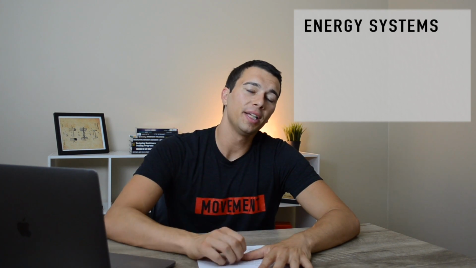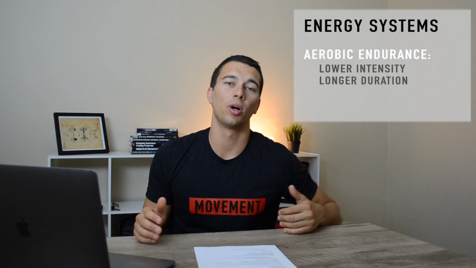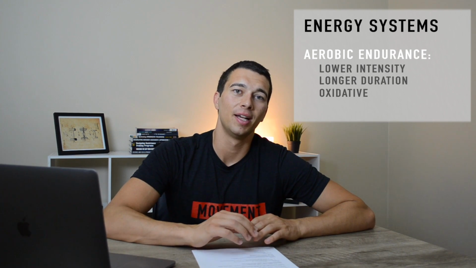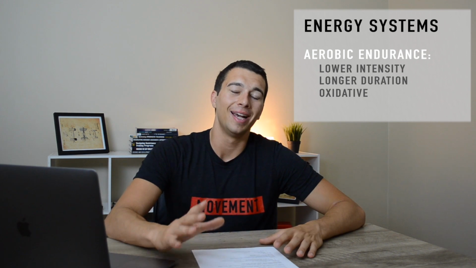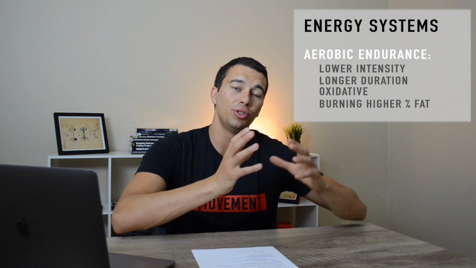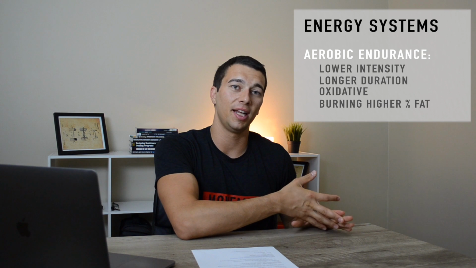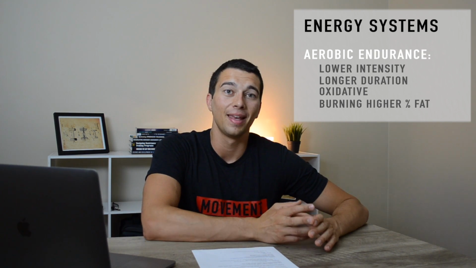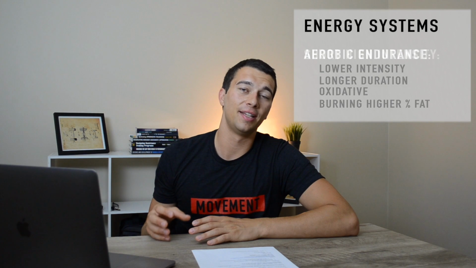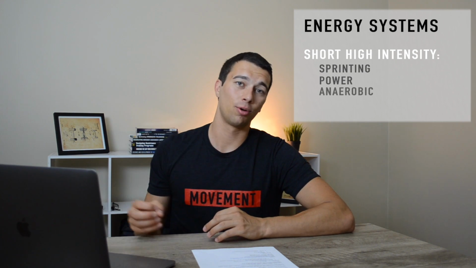Alright, real quick, I want to touch on energy systems here. So when we're thinking about aerobic endurance athletes, the lower intensity and the longer the sport, the more oxidative that sport is. So we know this from an energy systems perspective, that the lower intensity, the more fat we're burning and the more we're using oxidative energy systems like glycolysis, the Krebs cycle, and oxidative phosphorylation to create ATP. For shorter duration activities and higher intensity activities, sports that require sprinting and things like that, and power sports, those are going to be more anaerobic.